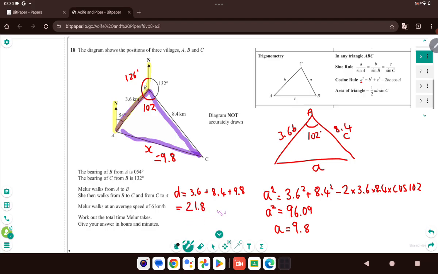Speed is distance over time. In this top corner here, in that space. Speed is distance over time. We know the speed, 6 kilometers per hour. Distance, 21.8. Our units are consistent. Always check that. Over t. I'm going to times both sides by t to get 6t is equal to 21.8. Divide both sides by 6.